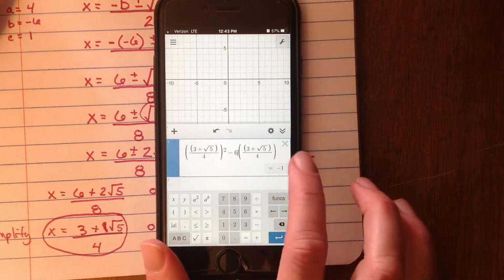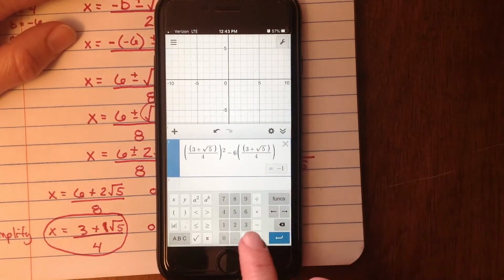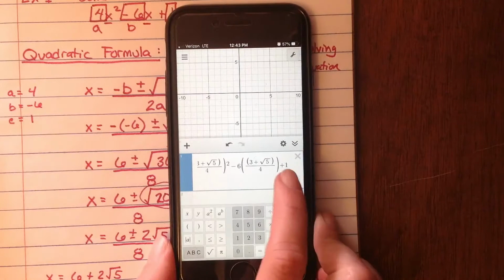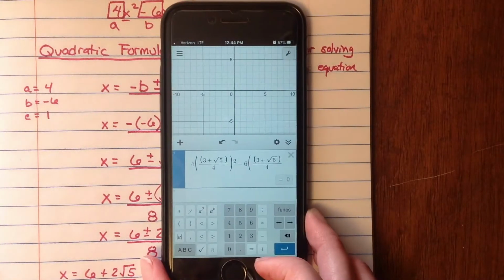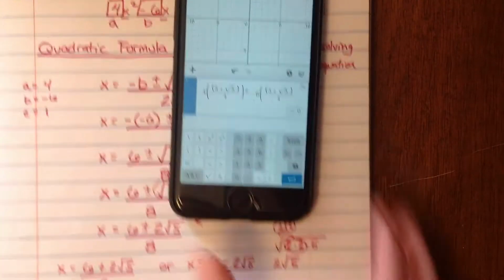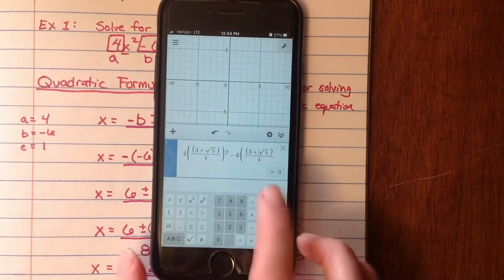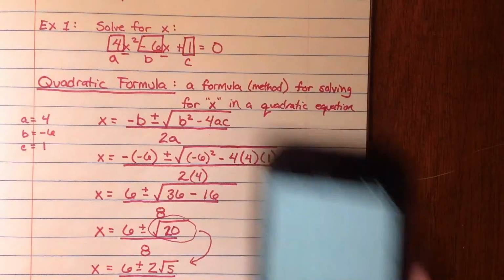And then I'm going to add 1. And guess what? It works. It comes out to be 0. In the interest of time, I'm not going to plug in the other solution down here. But if you did, it would still come out to be 0. And that's just a way to check yourself to make sure that you're right.